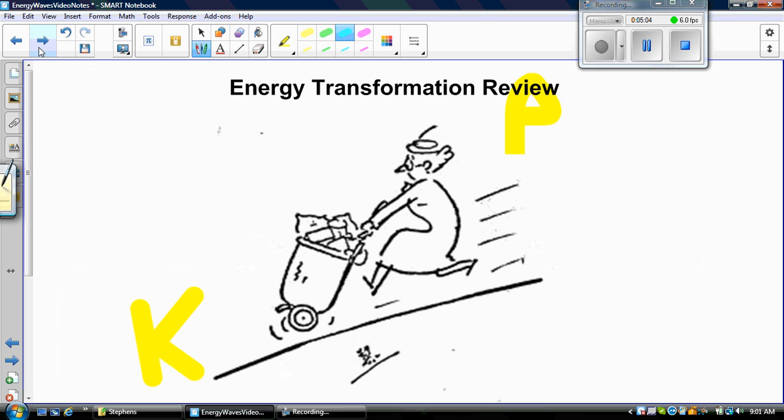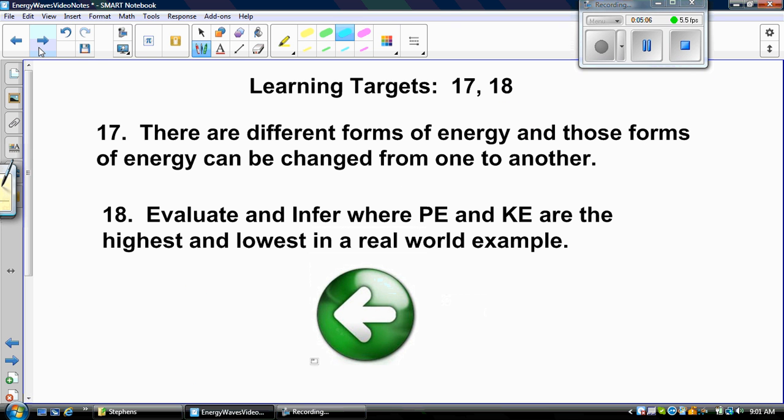Okay, so that concludes our notes for today. Hopefully, after watching the video, you have an idea of how energy can be changed from one form to the next, and you will get a lot of practice with that. You also get a lot of practice identifying where, in an example, potential energy is the highest and lowest, and kinetic energy is highest and lowest.